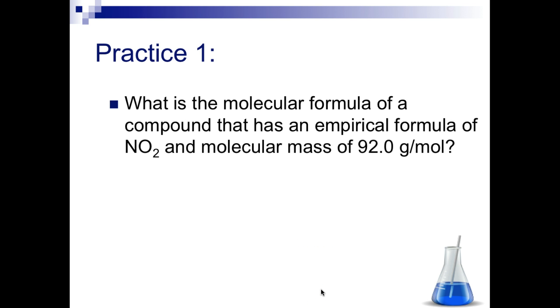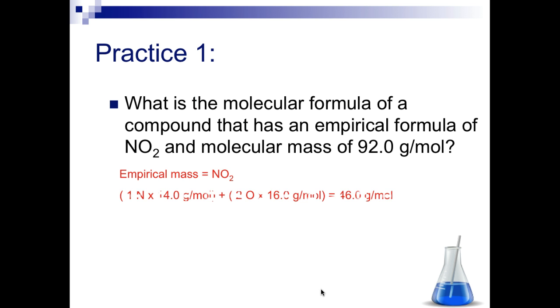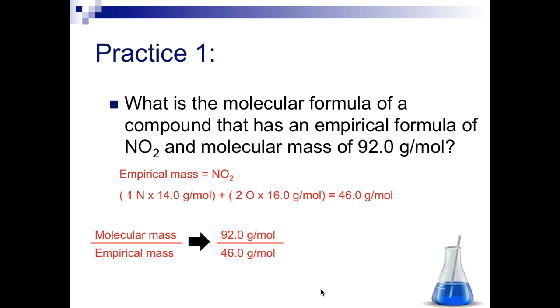Let's try this practice. Pause the video and unpause when you're ready. Great. What is the molecular formula of a compound that has an empirical formula of NO2 and a molecular mass of 92? First thing you need to do is find the empirical mass of NO2. The empirical mass of NO2 is 46.0 grams per mole. Plug into our equation, so 92 over 46, and we're going to get 2 again. So we're going to multiply NO2 by 2 and get N2O4, and N2O4 is our molecular formula.